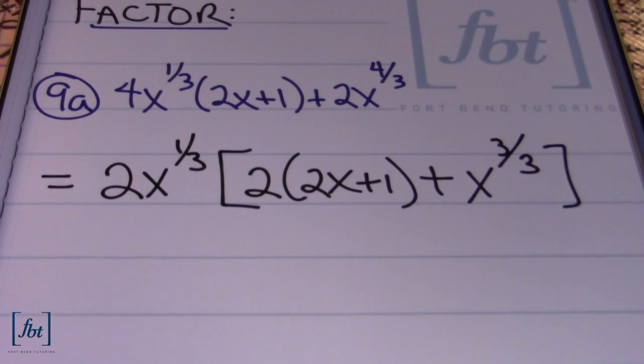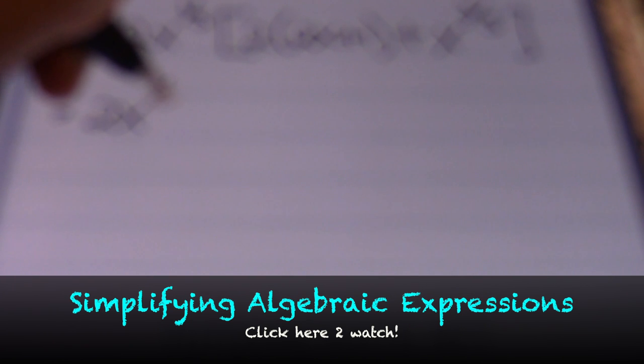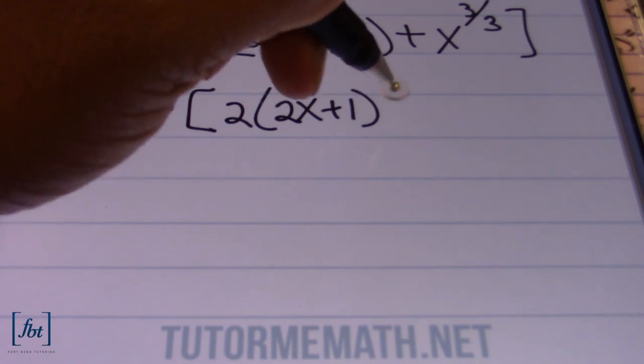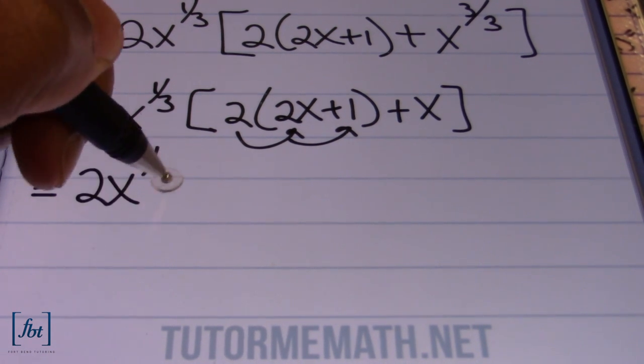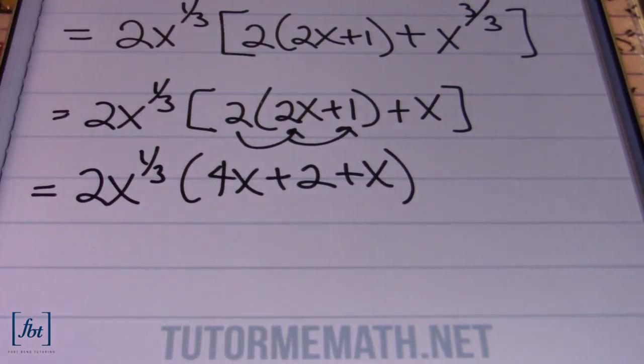From here, we'll be simplifying further, and we'll have 2x to the 1/3 times the quantity 2 times 2x plus 1 plus x, because 3/3 is equivalent to 1, so x to the first power is just x. From here, we'll go ahead and get our arrows popping. That's right, the distributive property, my favorite property. So we'll have 2x to the 1/3 power times 4x plus 2 plus x after distributing the 2.